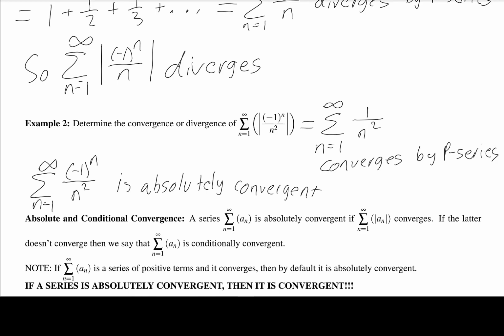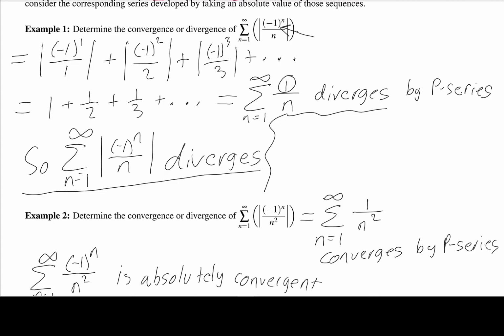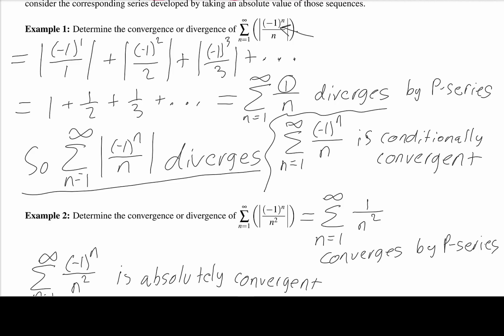Similarly, since this right here diverged, if we take away the absolute value, we can say that negative 1 to the n over n is what we call conditionally convergent. So again, if we have some alternating series that converges, and then we take the absolute value and it diverges, then we call it conditionally convergent.